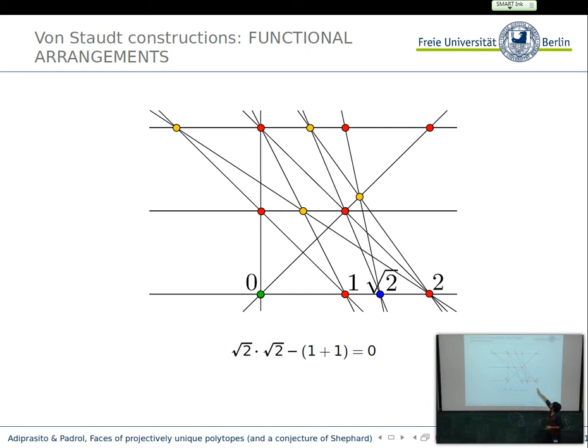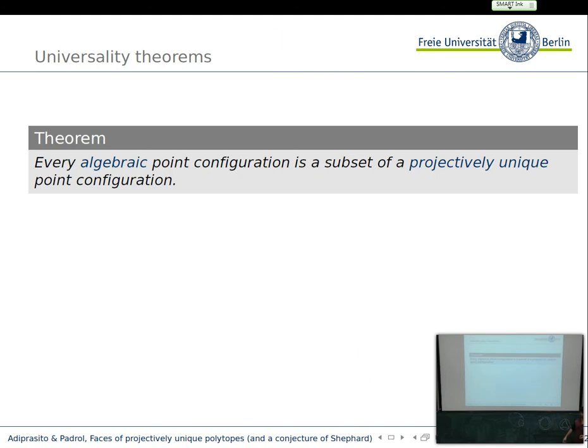that essentially says that if we find a configuration with this order type, the corresponding point would be the root of that polynomial. And since we're now working with oriented matroids, we also can compare with rationals and get exactly which is the root that we are interested in. So we can fix every coordinate. So for every algebraic polytope, we can put its vertices inside an algebraic, projectively unique point configuration. But of course, we want a polytope in which our original polytope is a face.